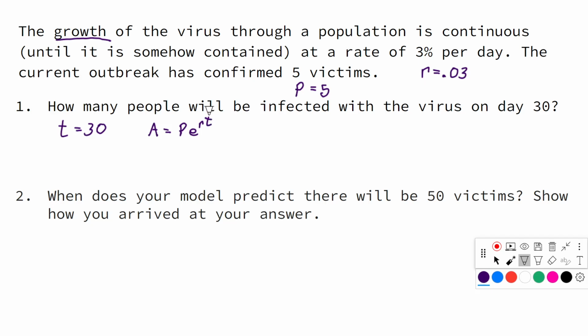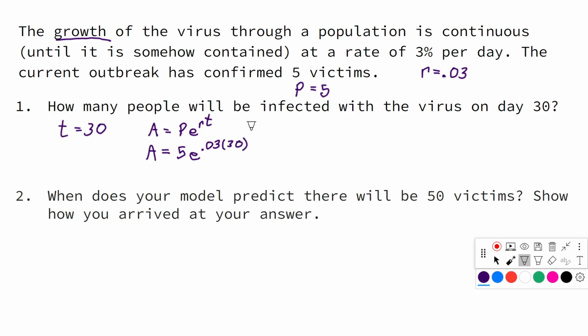Remember, e is that value that's approximately 2.71828. It's a value that we'll use on the calculator. When we do these, we just go ahead and enter it into the calculator. So for this particular problem, to find A, we're going to take 5 times e to the 0.03 times 30.